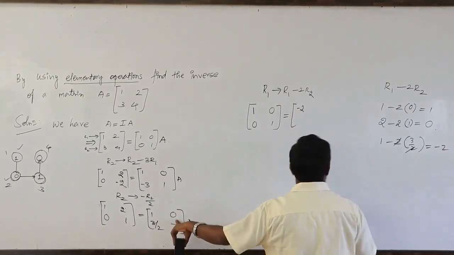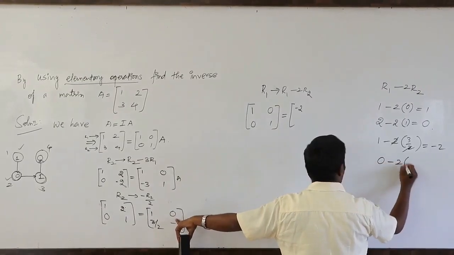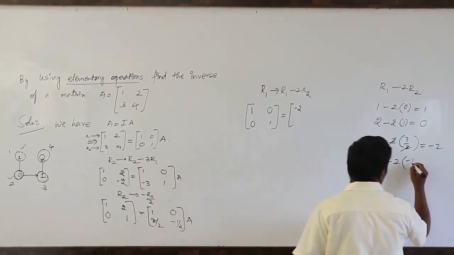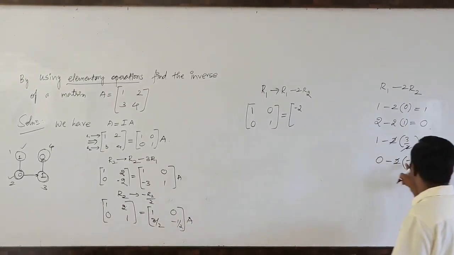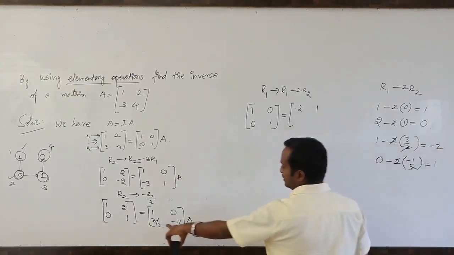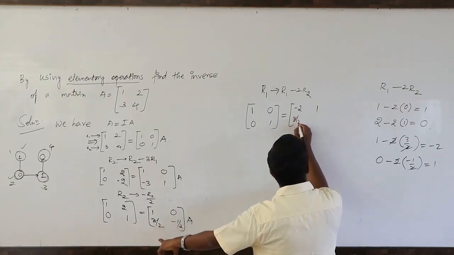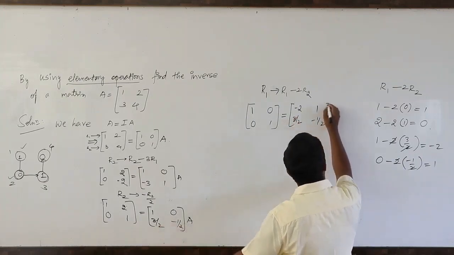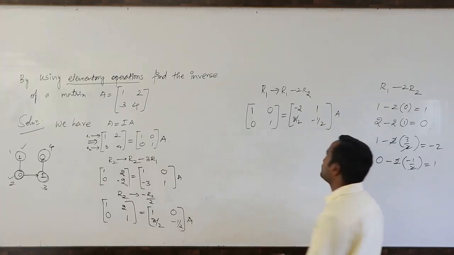Next, R1 is 0 minus 2. R2 is what? Minus 1 by 2. 2 gets cancelled. Minus into minus, plus 1. So this is 1. And next, this we keep as it is, 3 by 2 and minus 1 by 2. This is the A matrix.